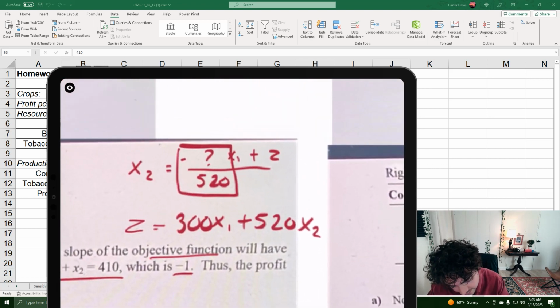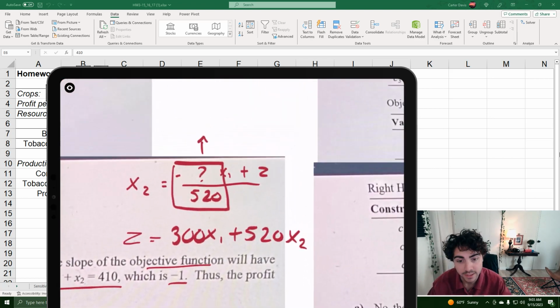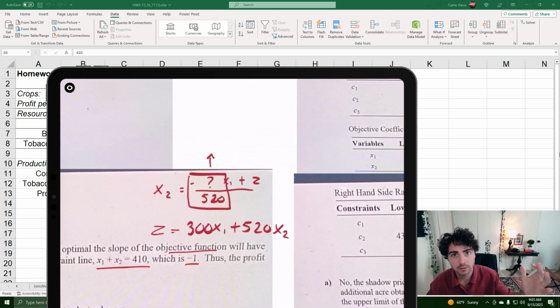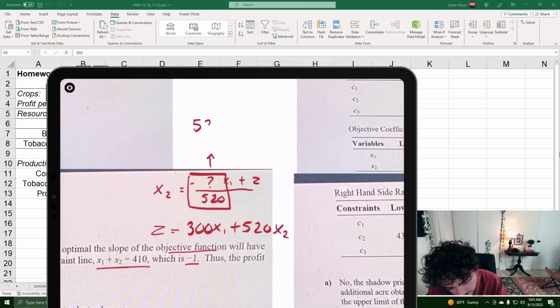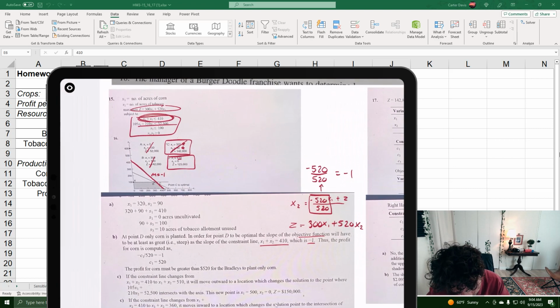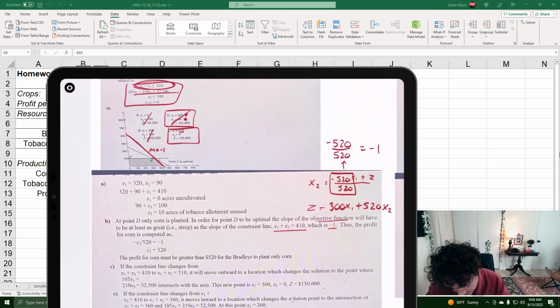They're saying that this objective function has to have a slope of at least negative 1 or lesser, like steeper. And so the idea is to make the corn also have a profit of 520 per acre, so that when you divide negative 520 by 520, you get negative 1. So it's changing the price of corn from 300 to 520 so that the slope matches the negative 1. Something like that. I don't know.